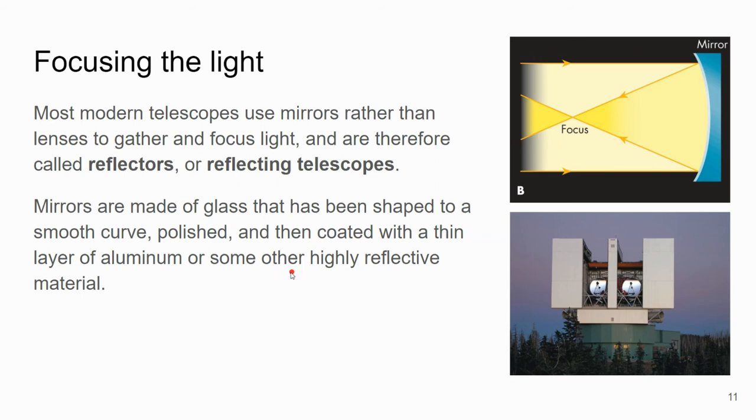Because lenses have those limitations, most modern telescopes, the large ones, are going to use mirrors instead of lenses. If they're using mirrors, they're reflecting the light, and we call these reflectors or reflecting telescopes. Mirrors are made of glass that has been shaped to a smooth curve, a very precisely, very carefully ground, really damn near perfectly shaped piece of glass. Shaped that way, polished very carefully, and then coated with a thin layer of aluminum or some other highly reflective material. So this is the Large Binocular Telescope, I think is what this one's called, in Arizona.